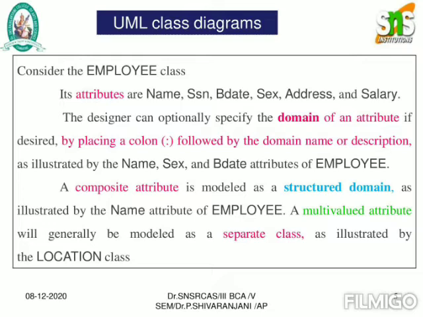There are also composite attributes, which are modeled as a structured domain, illustrated by the name attribute of an employee. There are also multi-valued attributes, which are generally modeled as separate classes, illustrated by the location class. This is what the diagram explains.